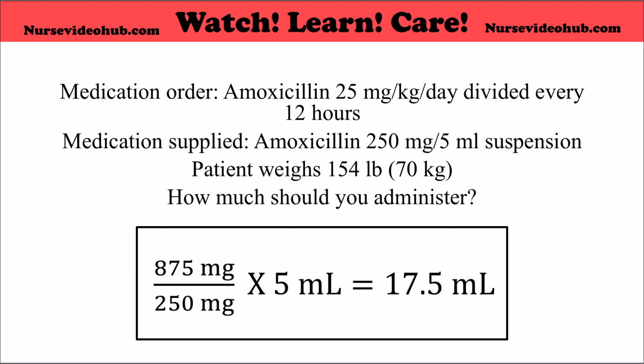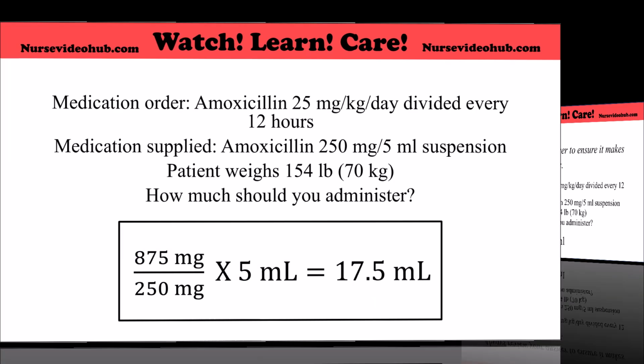Solve for the amount of medication to be administered. 875 divided by 250 is 3.5. Multiply that by 5. You would administer 17.5 milliliters of oral suspension.